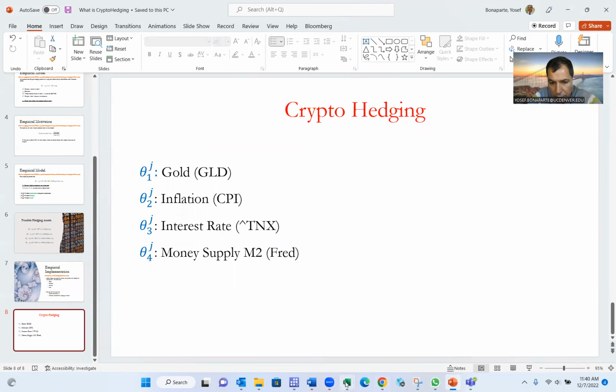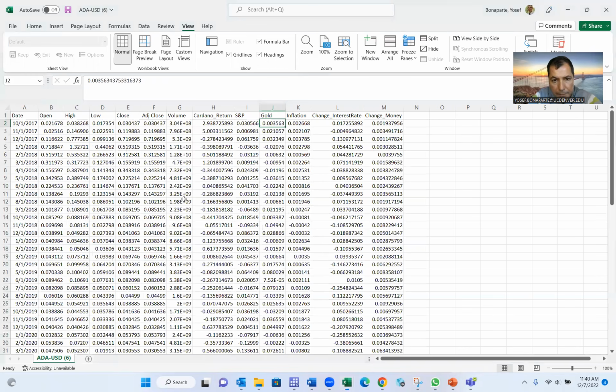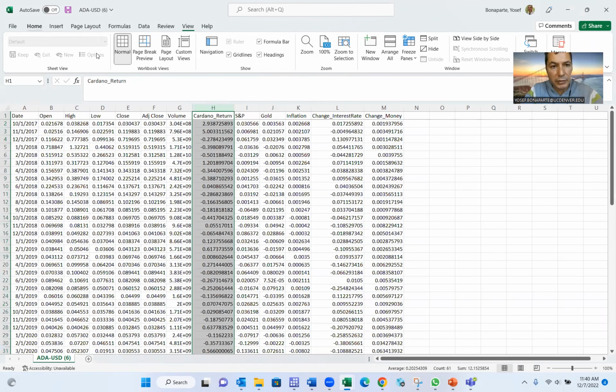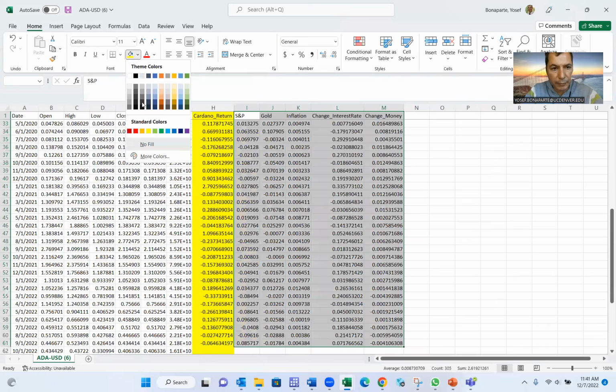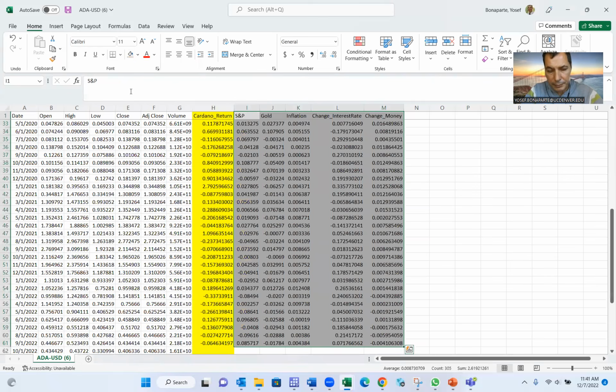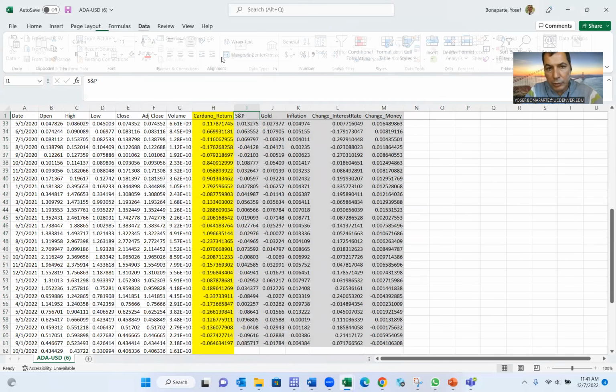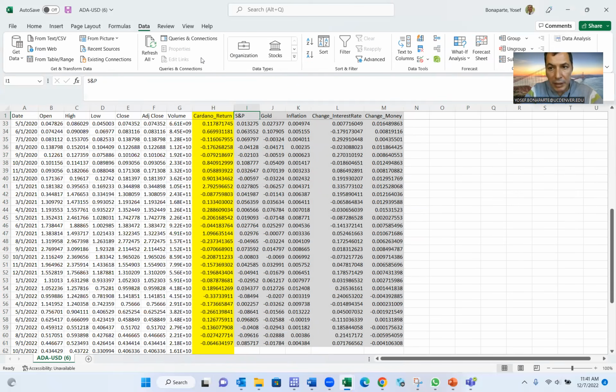We're going to start with gold. So first, this is our return. I'm going to color that return in yellow, and the rest, our X's, I'm going to color them in gray. So what you need to do is go to Data and Data Analysis. If you didn't have Data Analysis here, you need to add it first.